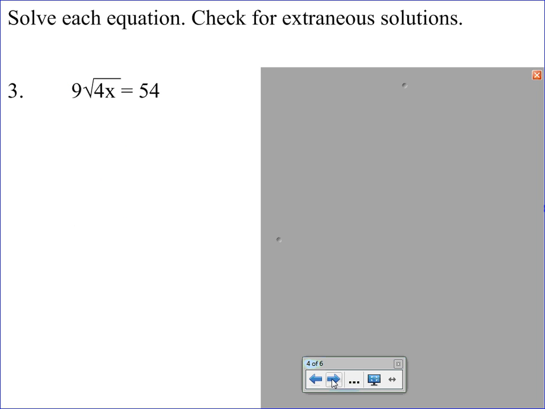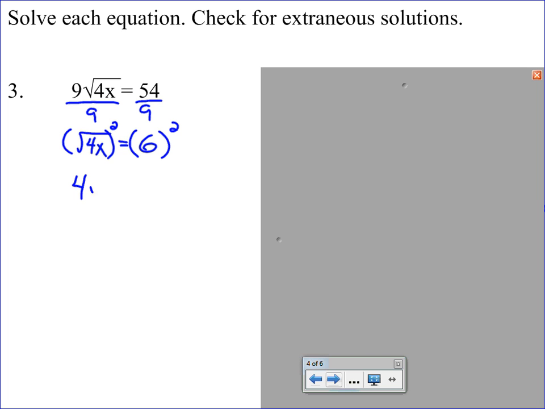Example 3. This one, we actually do have to go through the very first step of getting the square root by itself. So what you'll notice here is that we've got a 9 out in front of the radical, and that means that we are multiplying. So to isolate the radical, we are going to do the opposite and divide. So we get the square root of 4x equals 6. Now we're to the step where we square both sides of the equation.